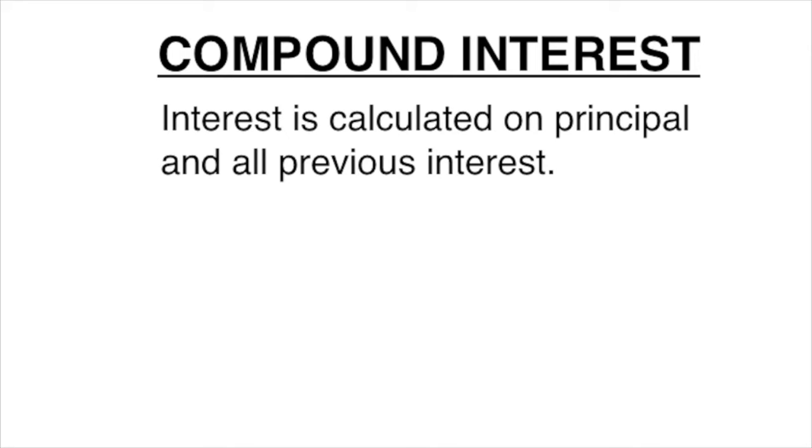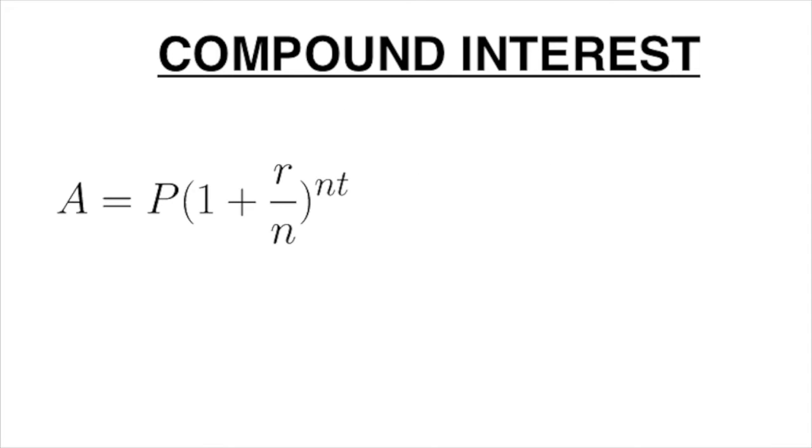Now, the next year when you're calculating interest, you're not calculating it on your $1,000. You're calculating it on the new amount, the $1,100. That's compound interest. It's a little more complicated, but fortunately, we do have a formula to use. Unfortunately, that's the formula. It's a little more complicated than simple interest. That's why we don't call this one simple.